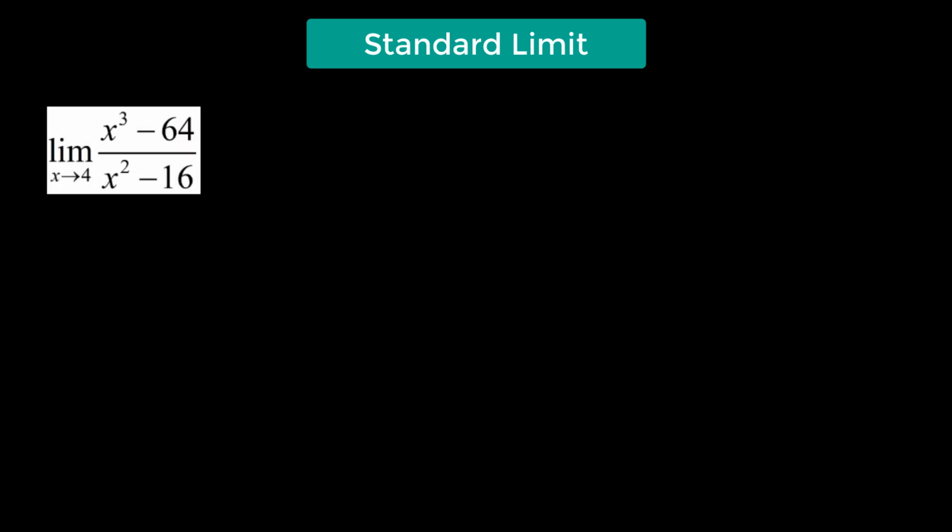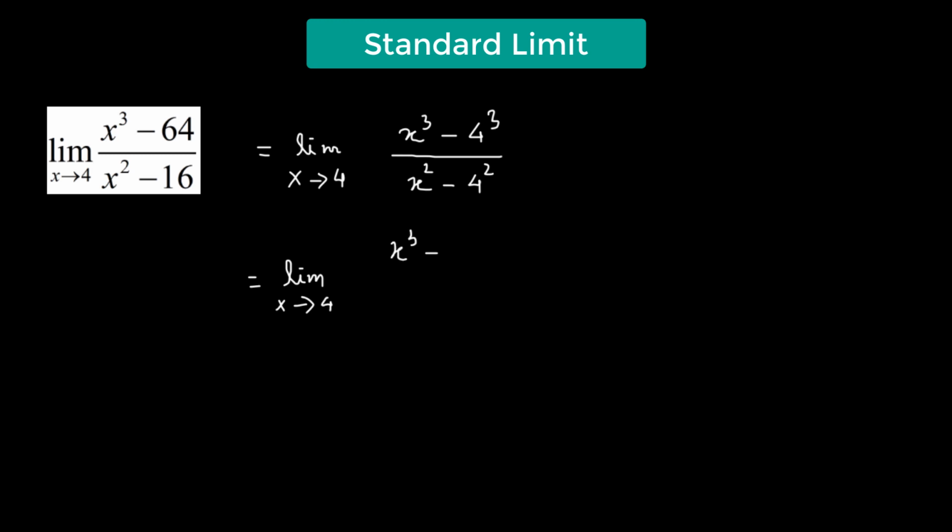So here we need to determine the limiting value of the given rational function when x approaches 4. By going the usual route, when we substitute for the value of x, we'll get the indeterminate form of 0 over 0. So let us do some algebraic manipulation. We have limit x approaching 4 of x cubed minus 64, which can be rewritten as 4 cubed, divided by x squared minus 4 squared. Now we're going to divide the numerator and the denominator by x minus 4. That would give us x cubed minus 4 cubed divided by x minus 4, whole divided by x squared minus 4 squared divided by x minus 4.